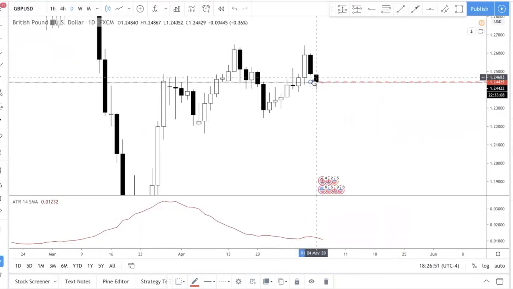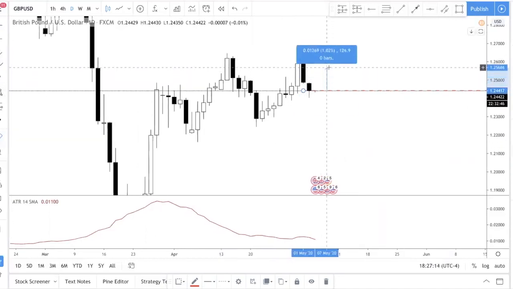So the first step is to identify the close of the previous day, which is over here. This is the close. In this case, it's 1.2442. Earlier on, I said that your ATR is actually 110 pips, so what you want to do is add 110 pips up.